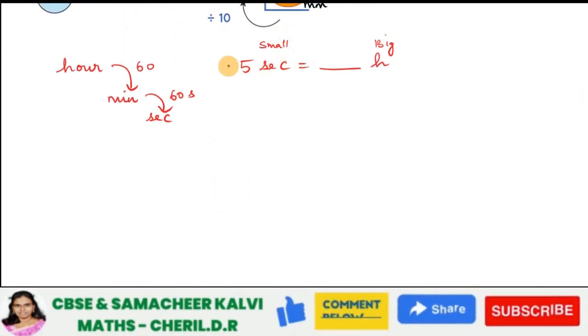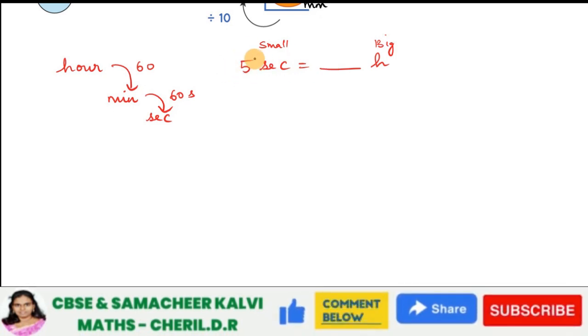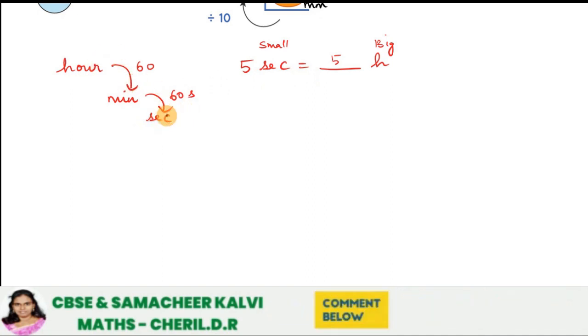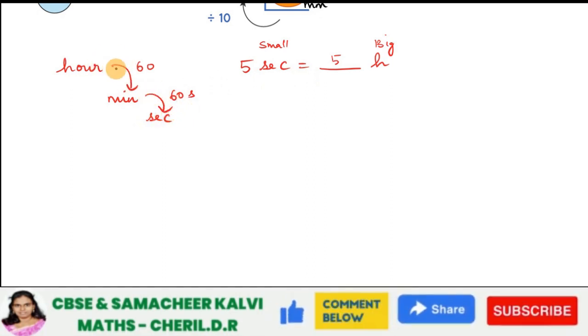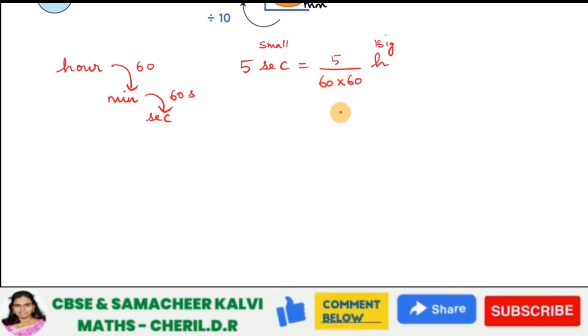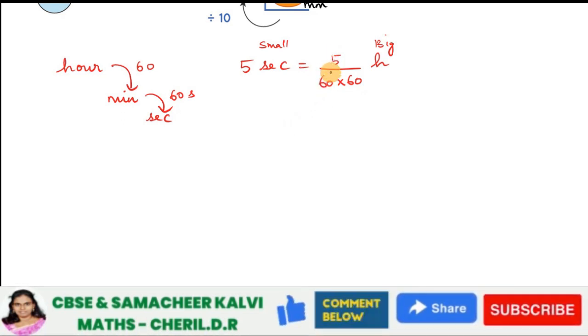So when we divide, immediately what will go to the numerator? This one will go to the numerator. Seconds to hour, how many leaps are there? 1, 2. So what will we do? You will have to multiply 60 twice. So it will be 60 into 60. So this you can further reduce and then you can bring it down.